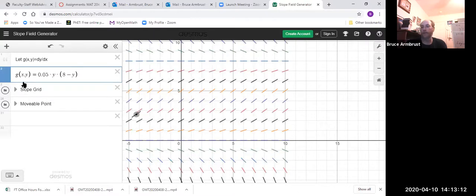And now notice that those are flatter as well. So that's why this K is a growth rate kind of idea. The bigger K is, the faster you're going to approach that carrying capacity.